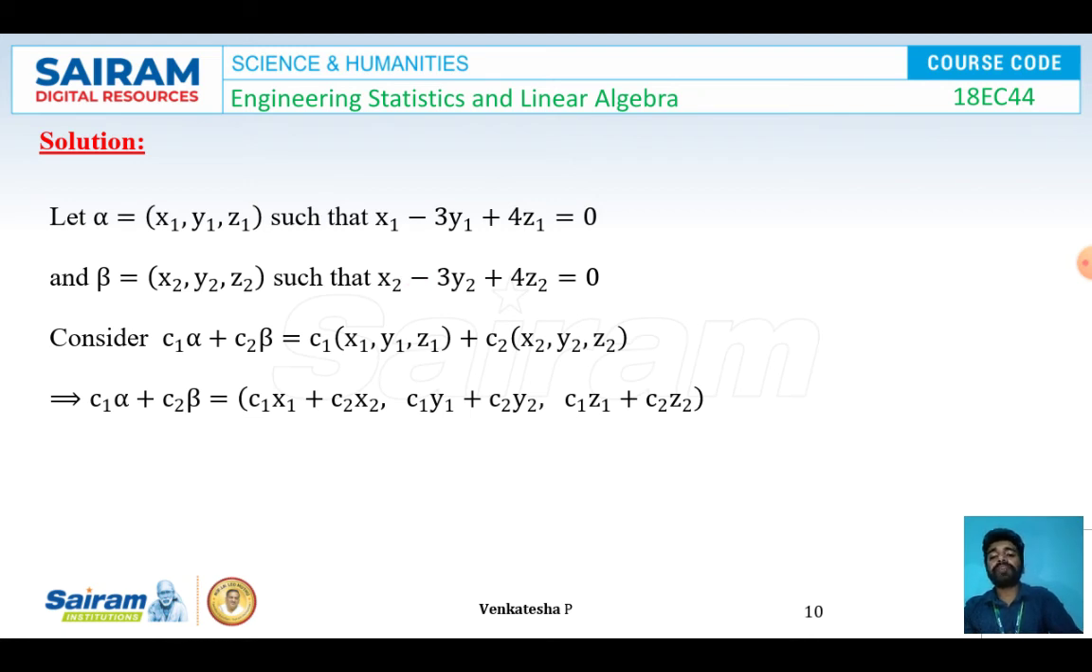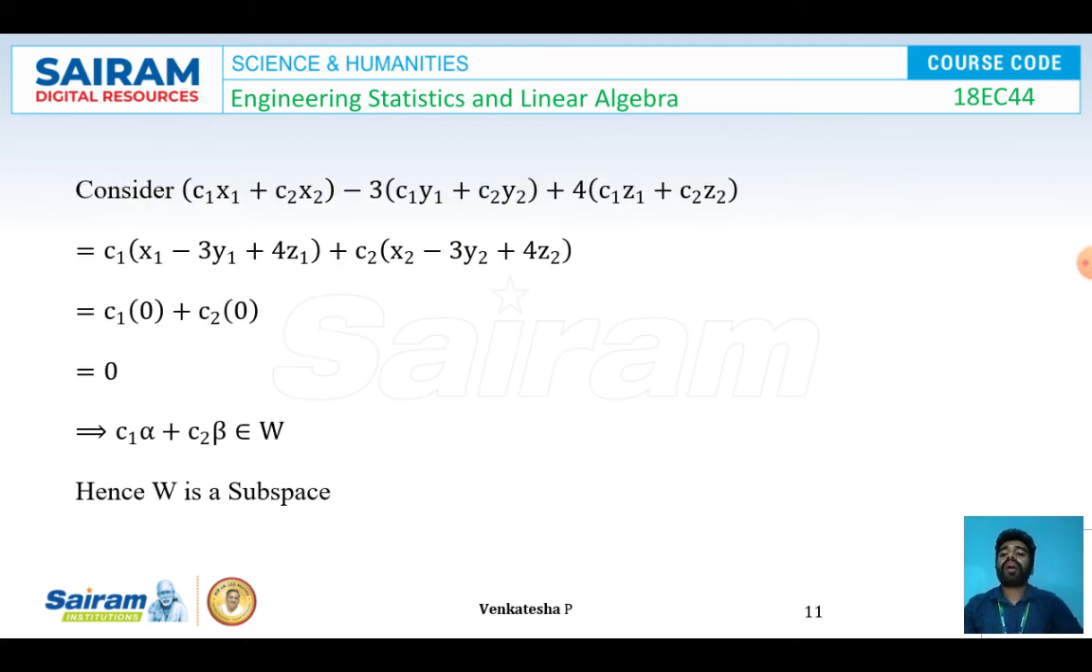Now I am going to consider C1 alpha plus C2 beta. So I'll be getting the equation C1 into (x1, y1, z1) plus C2 into (x2, y2, z2). After multiplying and adding, I got C1 alpha plus C2 beta is equal to (C1 x1 + C2 x2, C1 y1 + C2 y2, C1 z1 + C2 z2). Now to show that this C1 alpha plus C2 beta belongs to W, we have to check whether these points satisfy x − 3y + 4z = 0 or not.